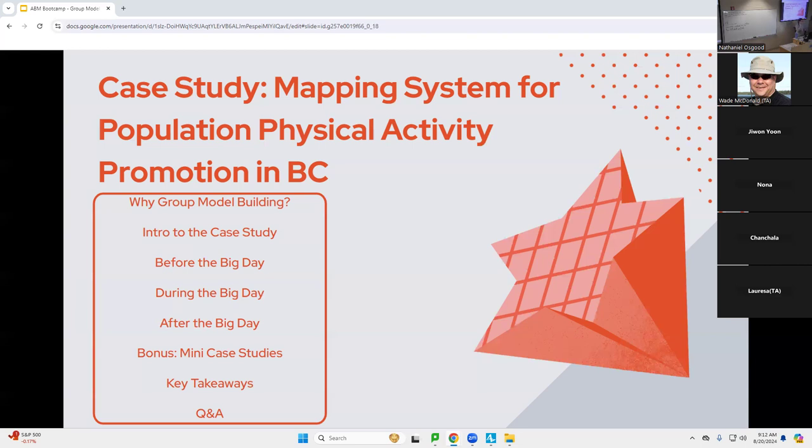So there's the before, the during, the after, and then at the end, there's my bonus mini case studies, some featuring work of those in the room, some that was my own work. And again, really focusing on that participant-oriented approach and group model building as a whole.